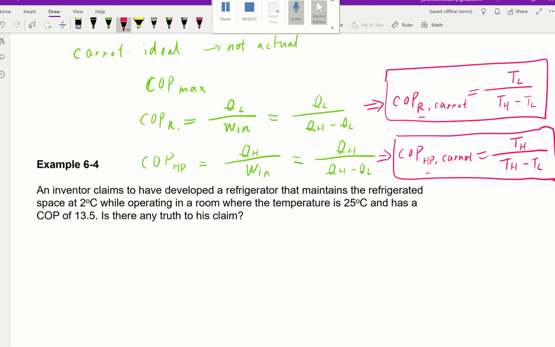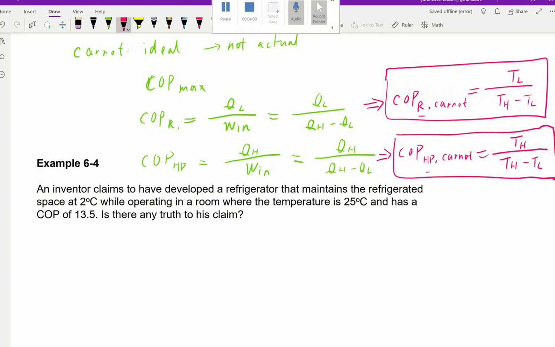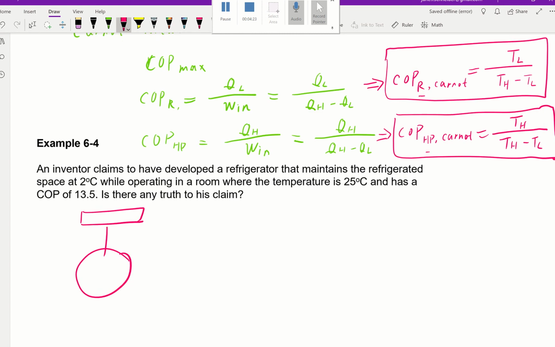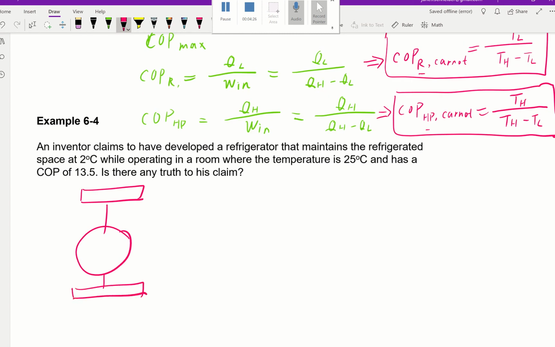Okay, now let's look at a quick example. Here the inventor claims that this refrigerator is going to be maintained at 2 degrees, the room temperature is 25, and it has a COP of 13.5. Is that possible? Is that truly true? So we can quickly draw our refrigerator cycle. This is TH, this will be our TL. We're going to transfer heat from cold to hot, and in order to do that, we have to have work coming into the system. And here is our cycle, which we call the refrigerator cycle.